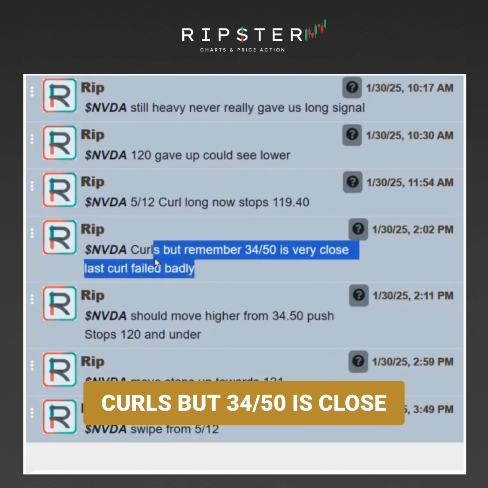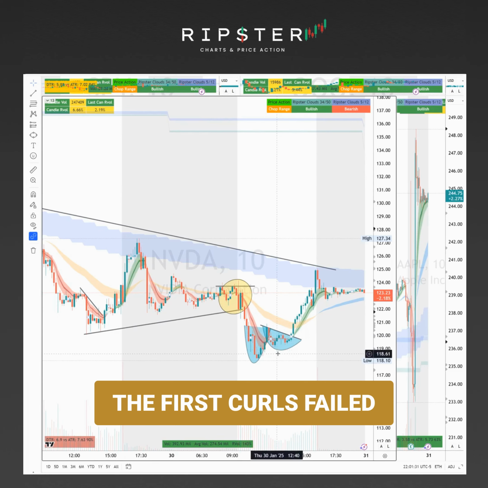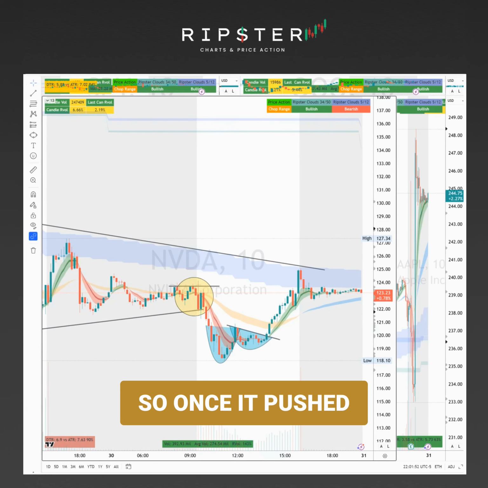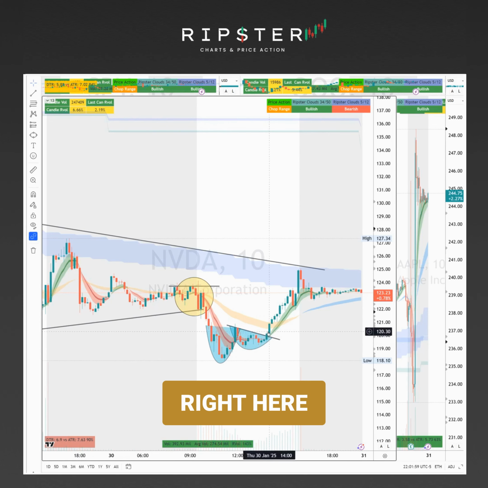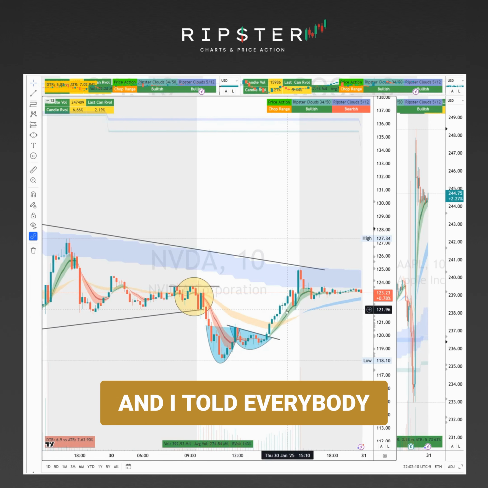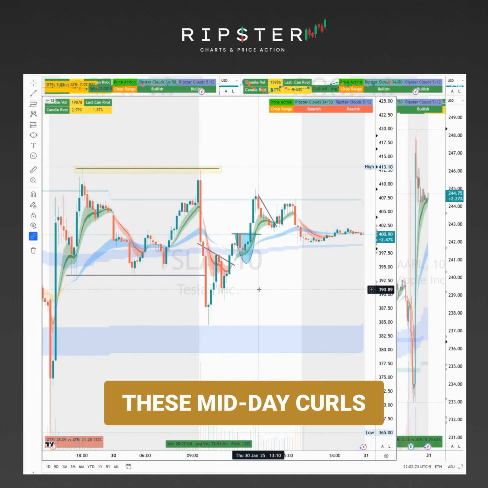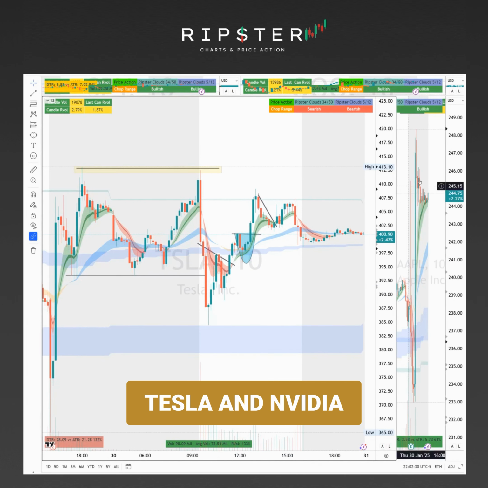And I said curls, but 3450 is close. The first curl failed, but the second curl was kind of a cup and handle. So that was a curl on Nvidia. That was the long. So once it pushed over 3450, I told everyone, put your stops at 120. Good entry was right here. Then as it moved up, targets MTF cloud, and I told everybody to move the stops up. And then it really did nicely. So you need to understand these midday curls, how to short and long the same day with the system. Great examples here, guys. Tesla and Nvidia.